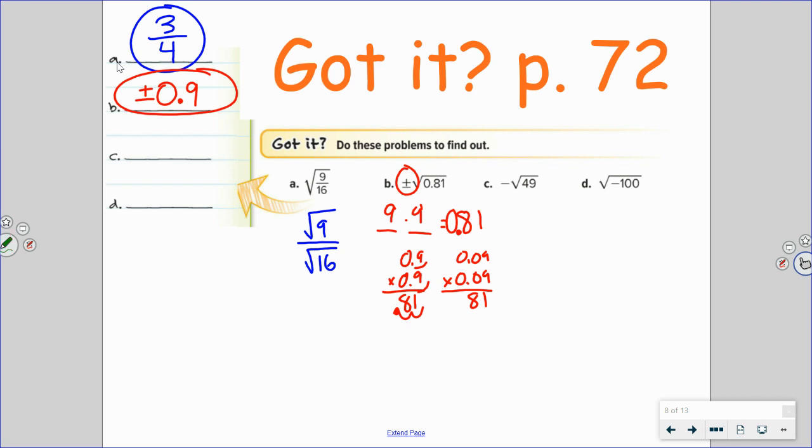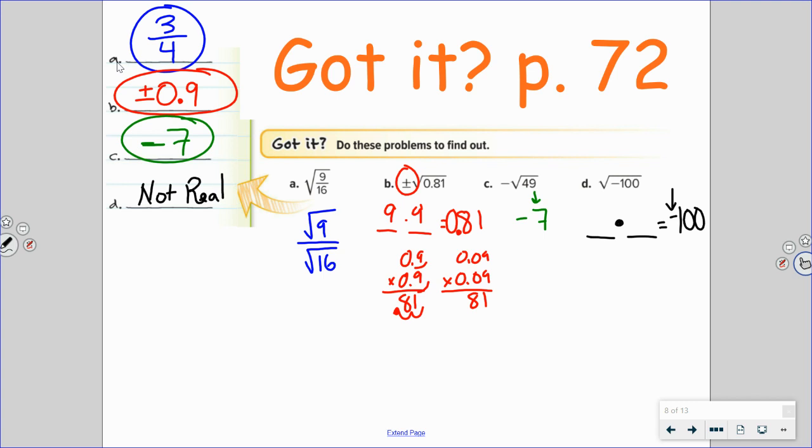Part C, is it real or not real? Hey, what's the square root of 49? 7. What's the opposite of that? Negative. That one exists. On the other hand, there is no number that, when multiplied by itself, will give you a negative 100. So for part D, here's where we write, no, there's no answer. This is not a real number.